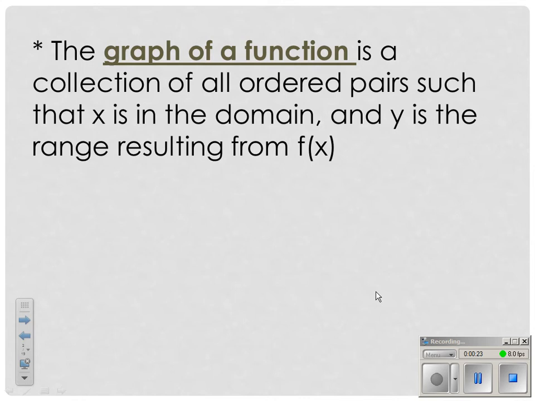The graph of a function is a collection of all ordered pairs such that x is in the domain and y is in the range resulting from f of x. So we've been talking about that a little bit with working with our functions in the last section. Remember that f of x is kind of a substitution or another way of representing y. So the range is the set of y values.